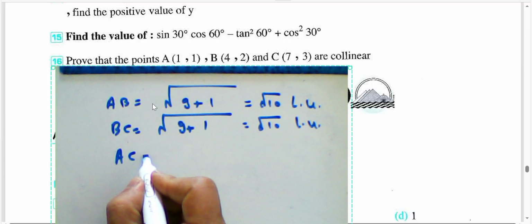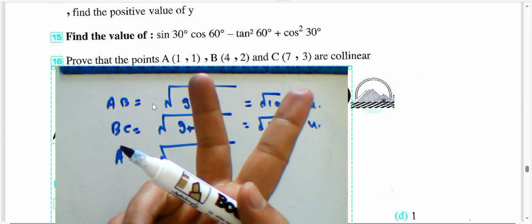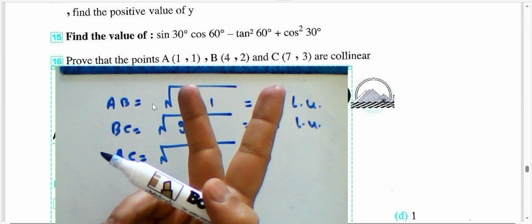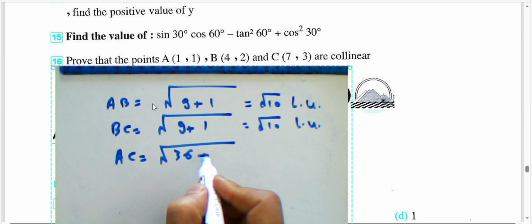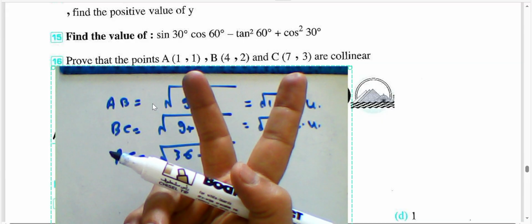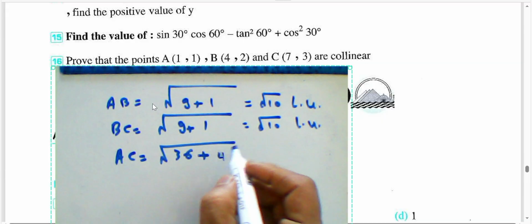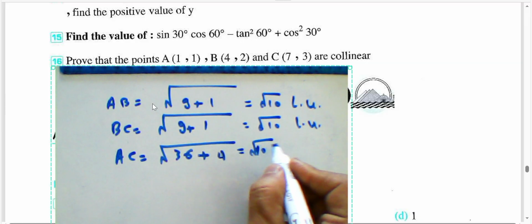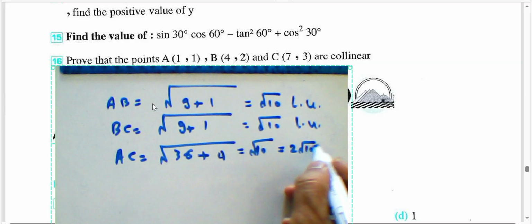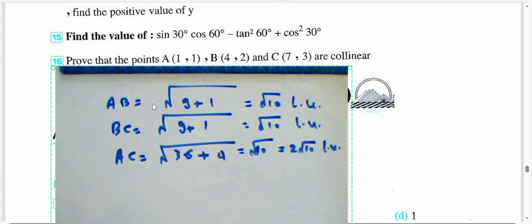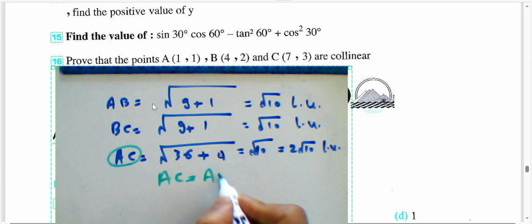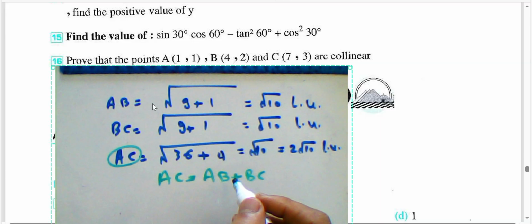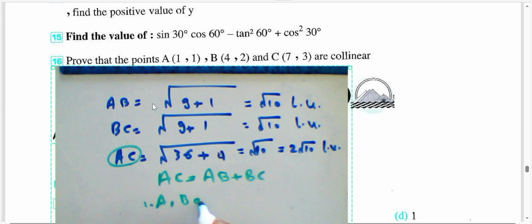Now I will find AC. We have A and C. 7 minus 1 is 6, 6 power 2 is 36. And 3 subtract by 1 is 2, 2 power 2 equals 4. Square root of 40. 40 equals 4 times 10. The result will be 2 square root of 10 length unit. We know now AC is the greatest. AC is equivalent to AB plus BC. Then A, B, and C are collinear. They are collinear.